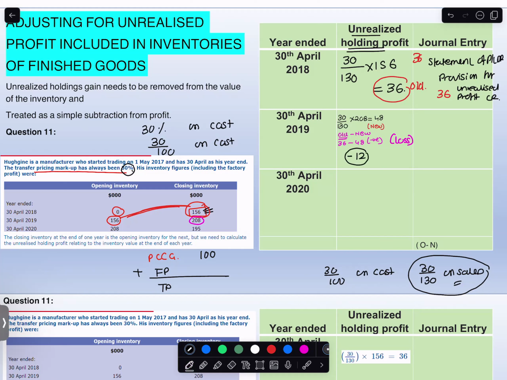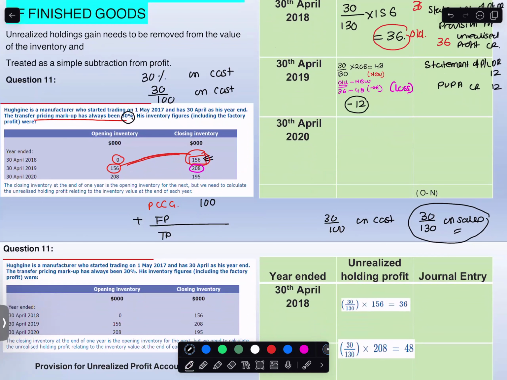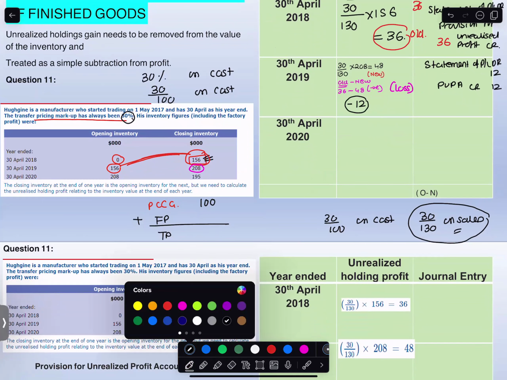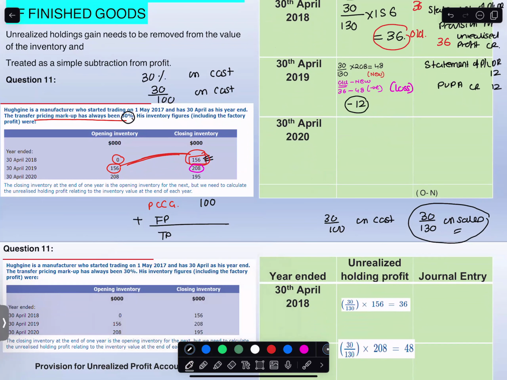What is the journal entry you will pass? Same, statement of profit or loss debit 12, and provision for unrealized profit credit 12. Statement of profit or loss debit 12, provision for unrealized profit credit 12. So when it becomes positive, you'll switch the entry, right? Yes.